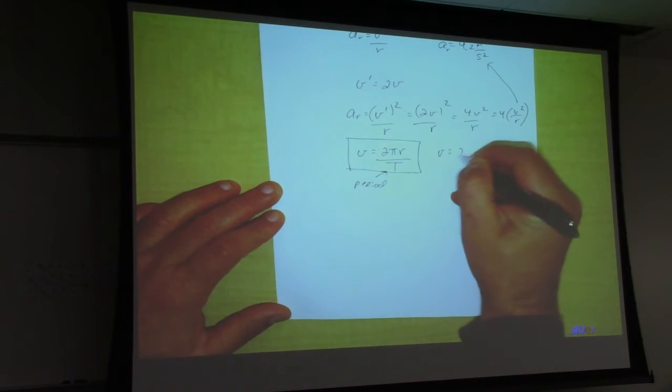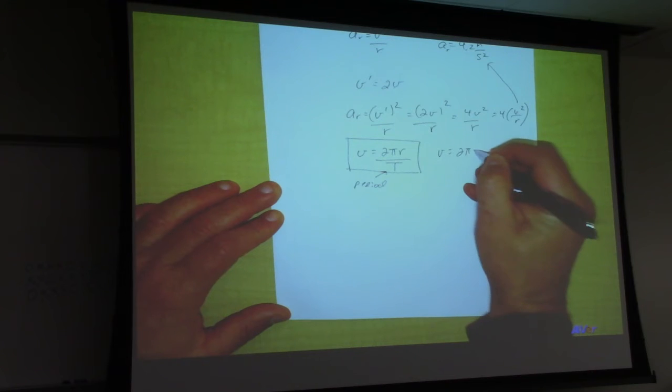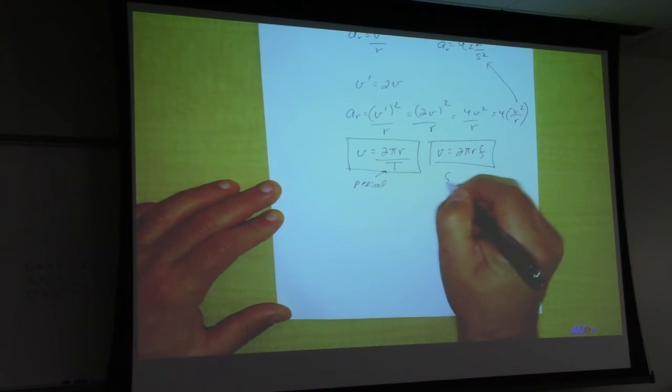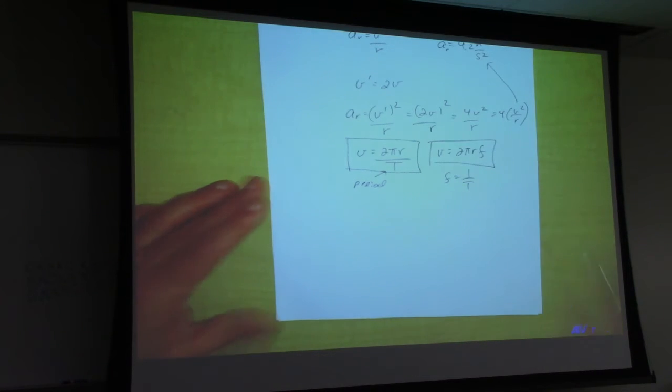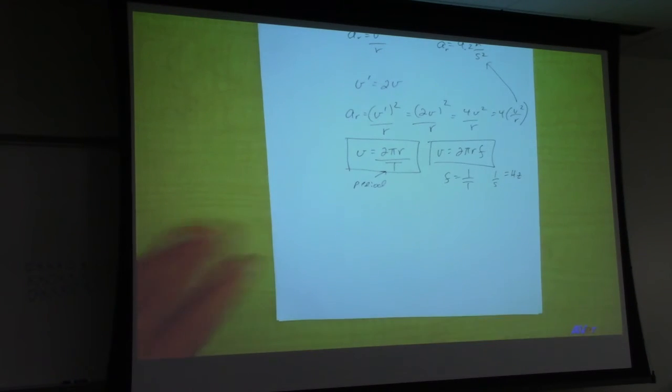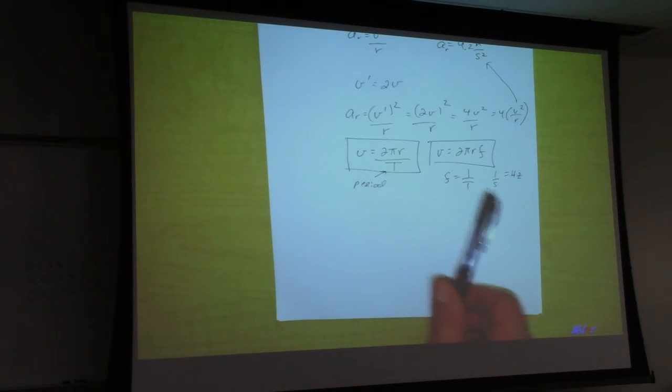We could also write this in terms of something called the frequency. So the frequency is 1 over the period. The units are 1 over seconds, which is a hertz. It's the amount of revolutions per second. Cycles per second, oscillations per second. So however many things per second, that is the frequency. And it's the inverse of the period.